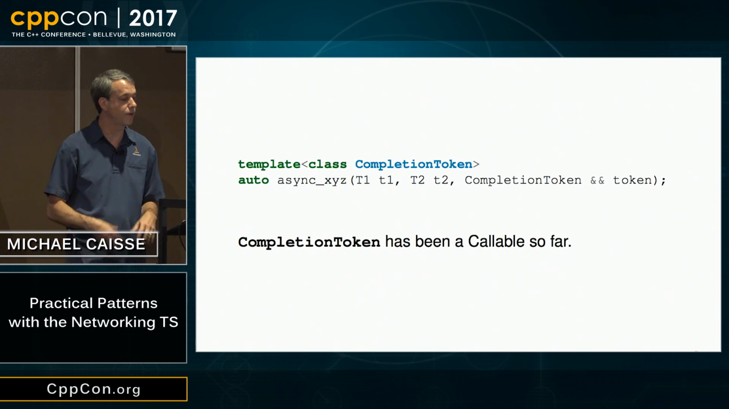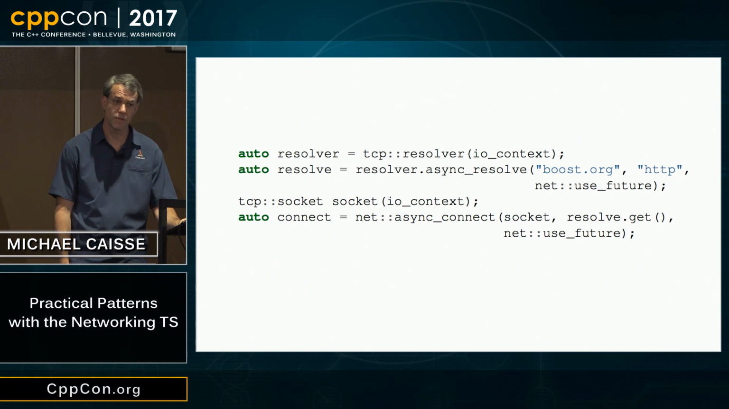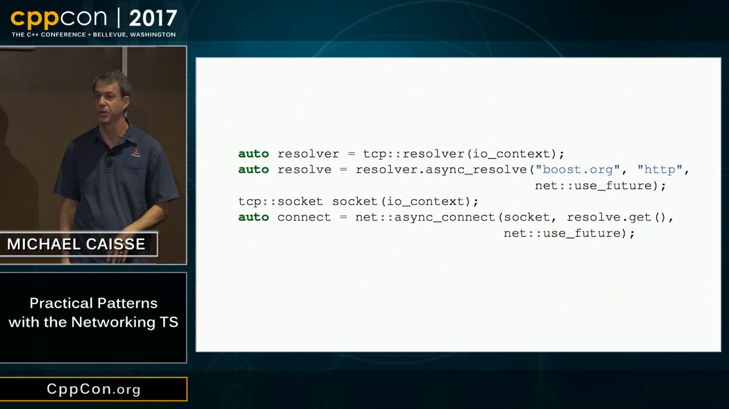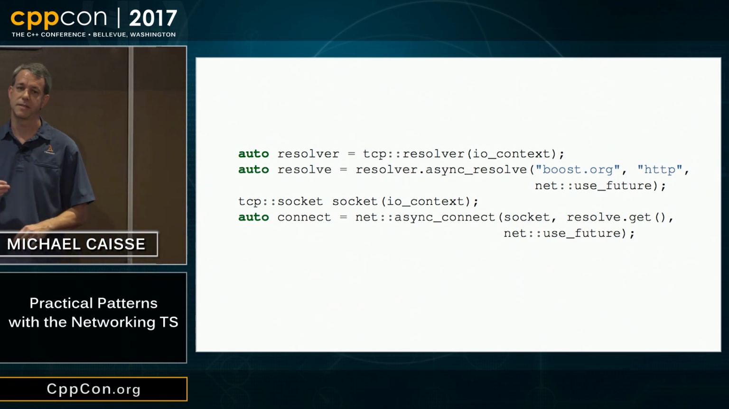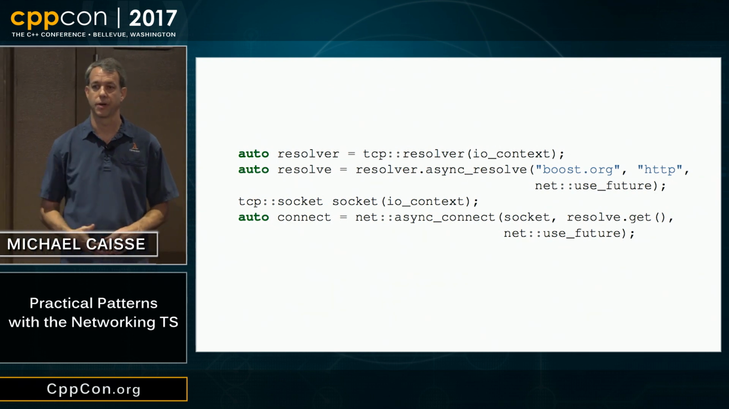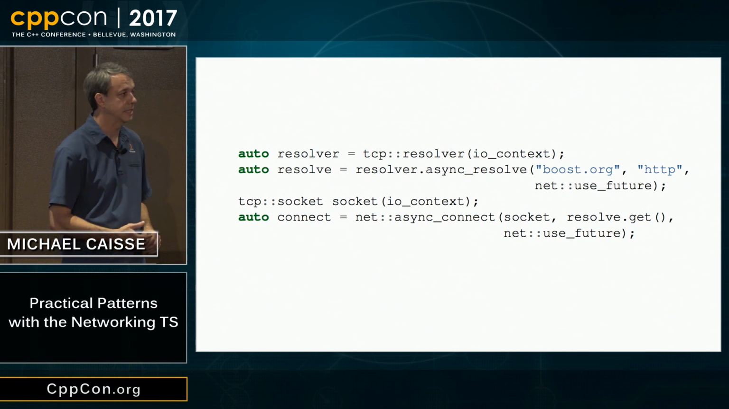All right, so far, this last item has been this completion token. We've seen callables there. But they can actually be a little fancier. We can put other things in there. For example, we could put in use future. And now what happens is this says return a future, please. And the future now can be used in order to determine when the operation is complete.